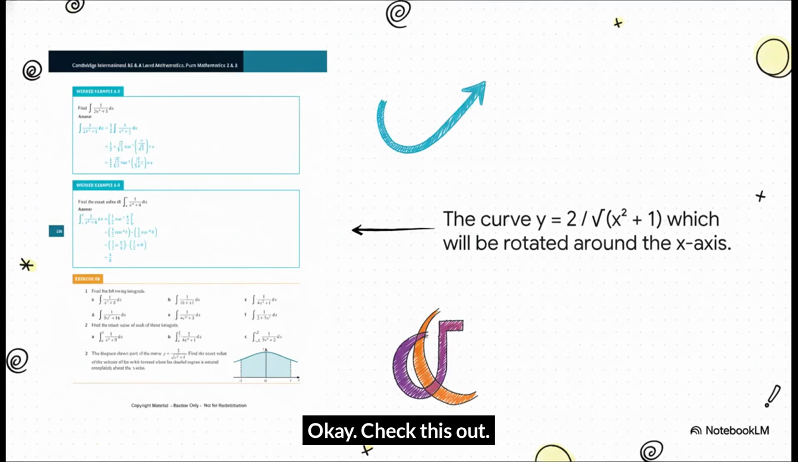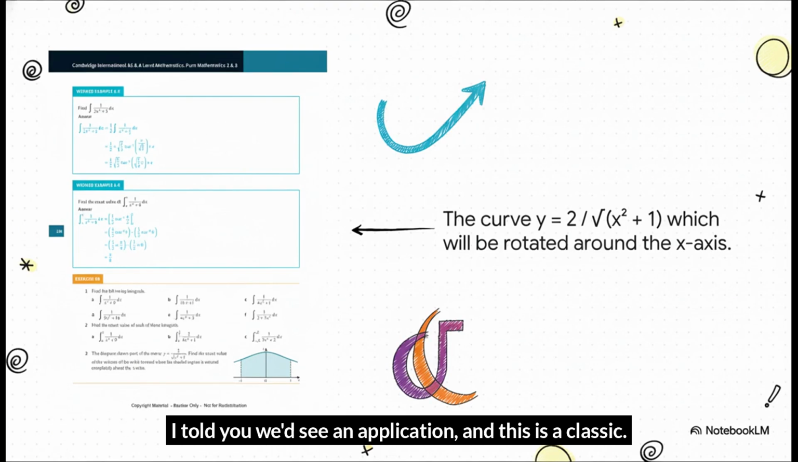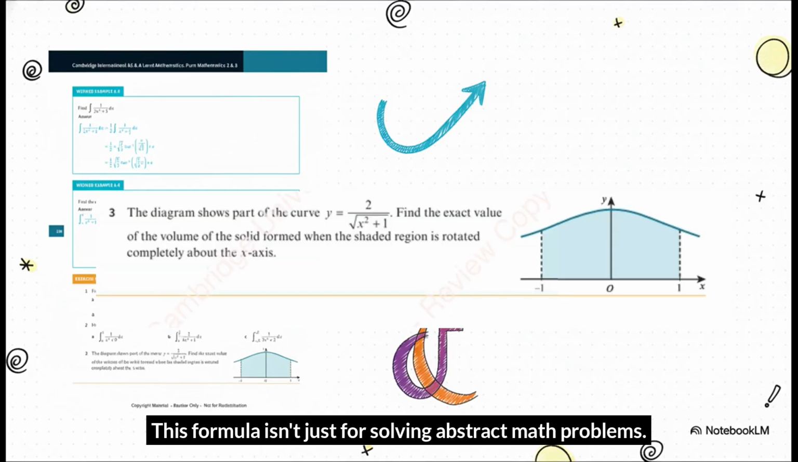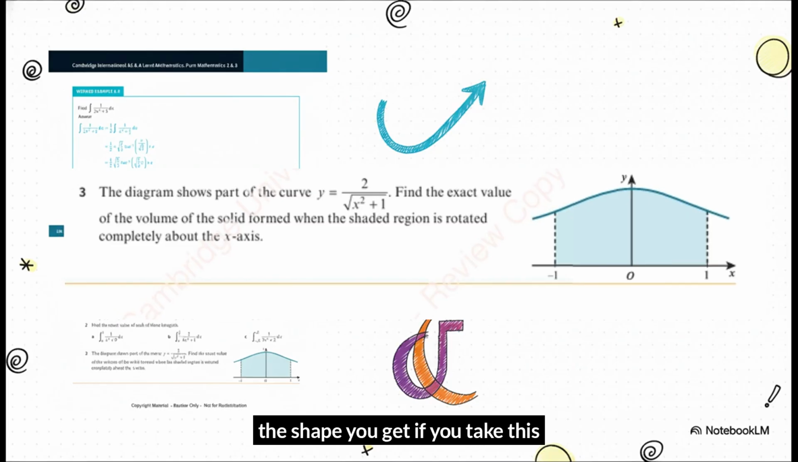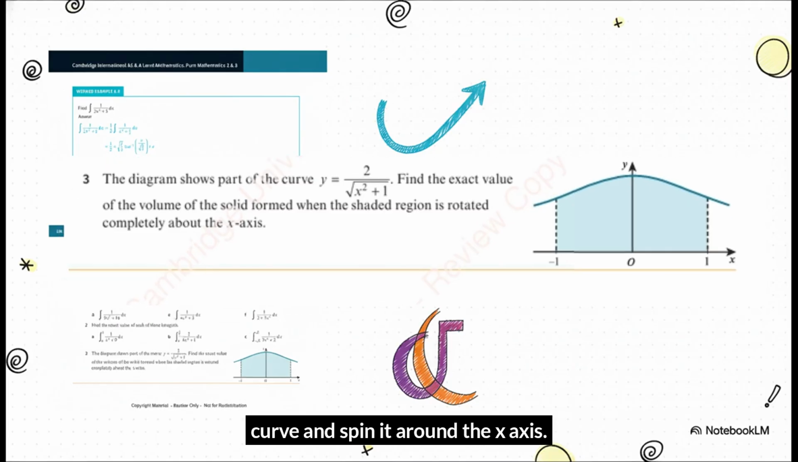Okay, check this out. I told you we'd see an application, and this is a classic. This formula isn't just for solving abstract math problems. We can use it to find the volume of a 3D shape, specifically the shape you get if you take this curve and spin it around the x-axis.